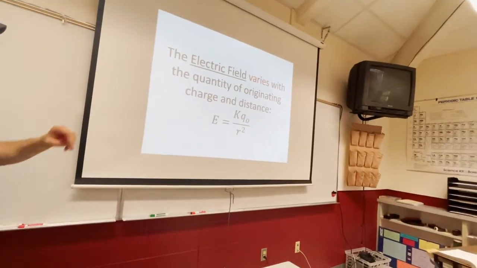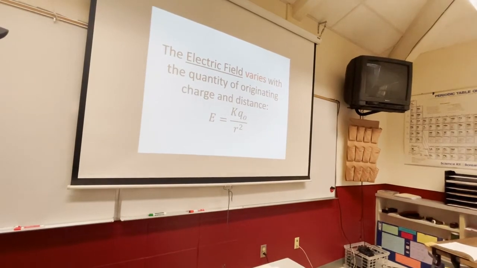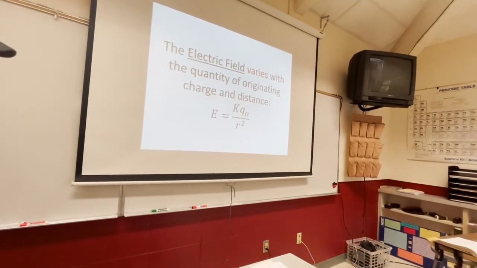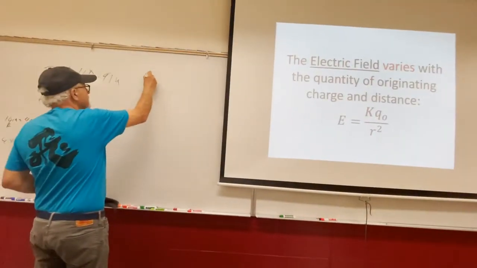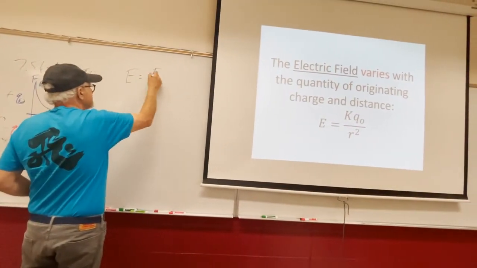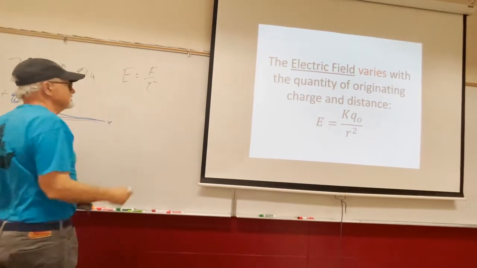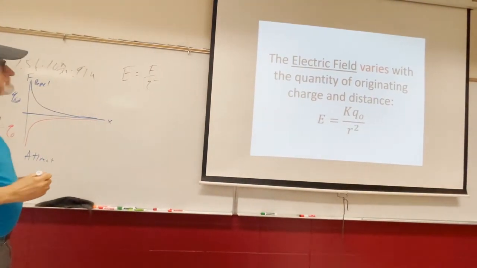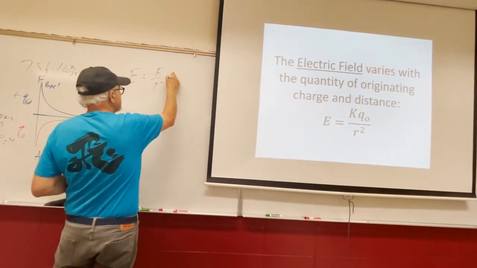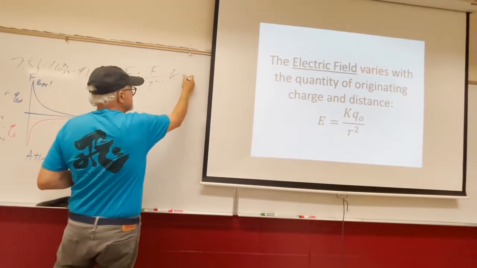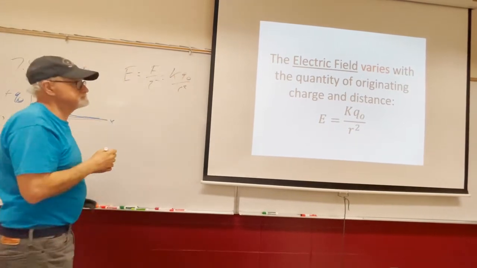Okay. The electric field varies with the quantity of originating charge and the distance. And if you recall, the electric field is the force acting on a test charge divided by the test charge. That's right. And the forces cancel and the Q prime cancels. And so what we get is K Q original over R squared.